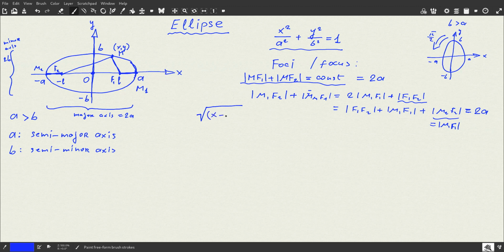Therefore we have the square root of x minus L squared plus y squared, plus the square root of x plus L squared plus y squared, must be equal to 2 times a. Okay, let me stop here for a second and ask if everything we have discussed so far is clear.